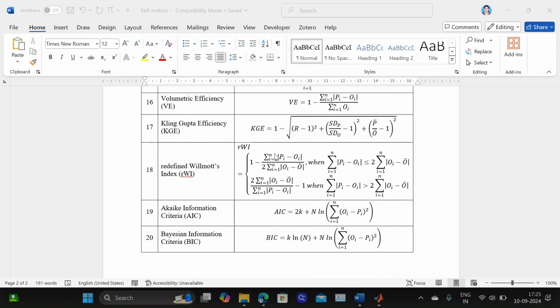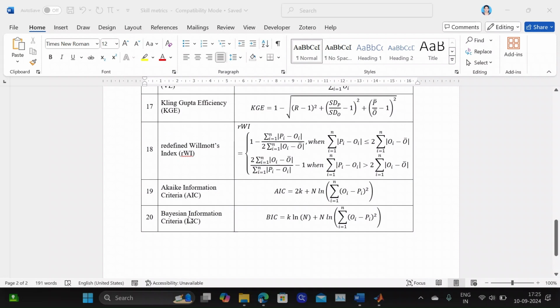It is 1 minus the summation from i equal to 1 to n of the absolute value of Pi minus Oi, divided by 2 times the summation from i equal to 1 to n of the modulus of Oi minus O bar. Now, if the reverse is the case, we will have this form, that is reversing this fraction, then minus 1.